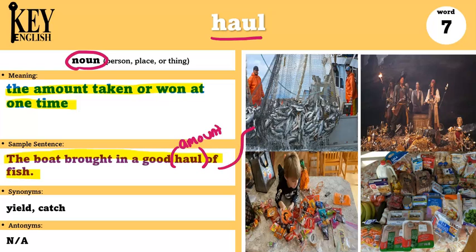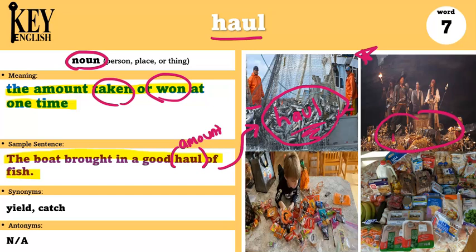So you can see here, there's some fishermen that got a lot of fish. So this amount of fish, we would call it their haul. It's the total amount of something that they took or that they won at one time. Another example would be, the pirates were excited about their haul of gold and jewels. So here, all of the gold and jewels that they found or they won, now we call it their haul.